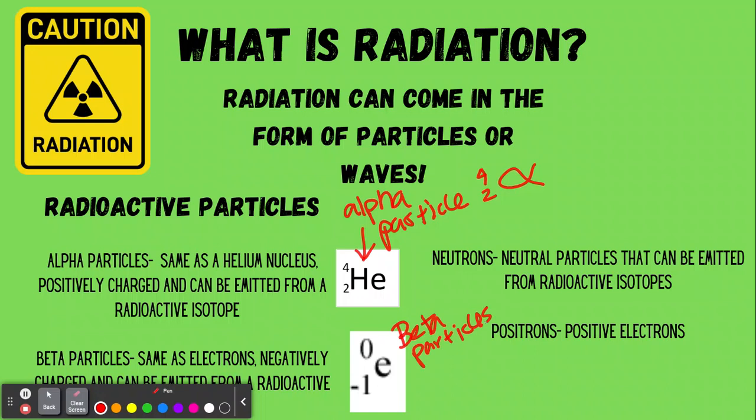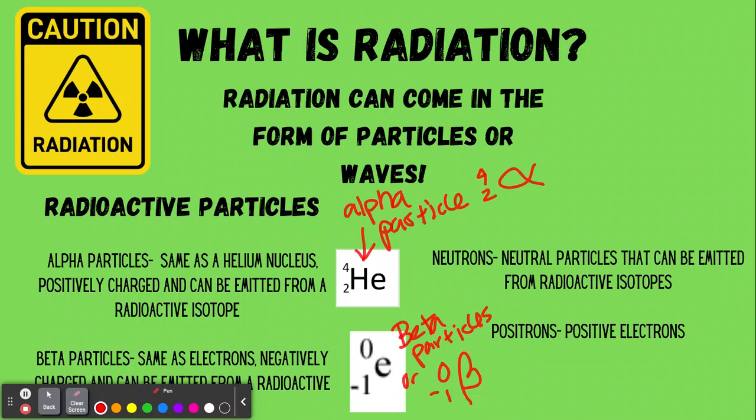You might also see it written like this, 0 over -1 with a capital B like this with a tail. That is a beta symbol. That is the same thing as a beta particle. So either one of these, if you see those in an equation, that is a beta particle.